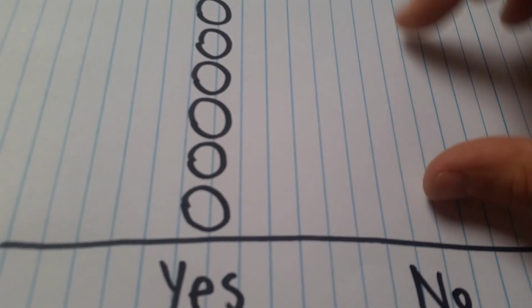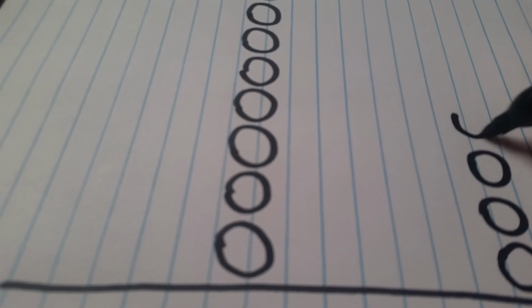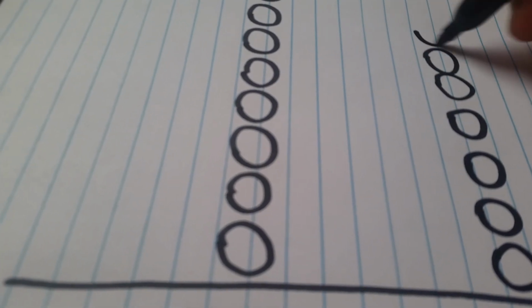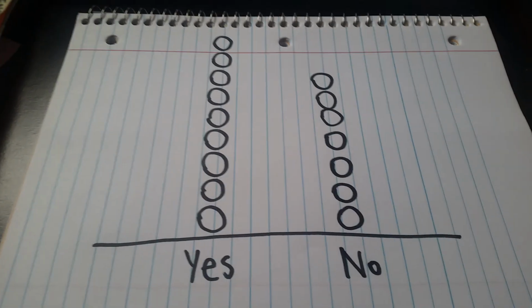I can't make it look like 7 is actually more than 9 by spacing them out. I would want them to match. So 1, 2, 3, 4. 1, 2, 3, 4. Yep, I'm staying even. 5, 6, 7. Okay, and we'll stop there.